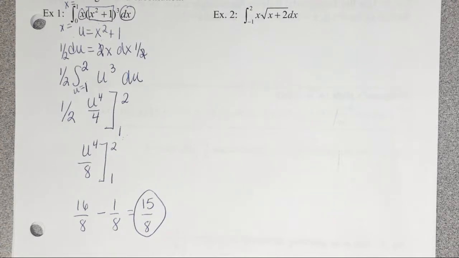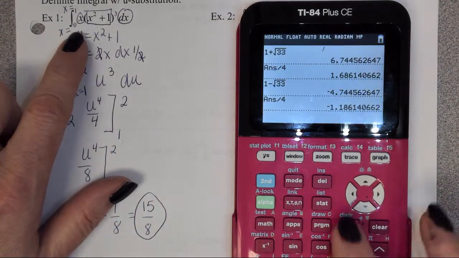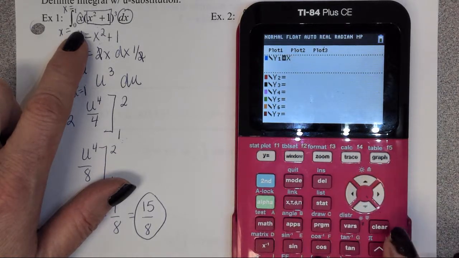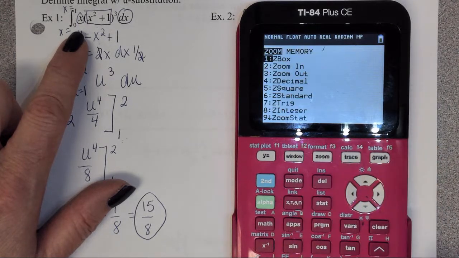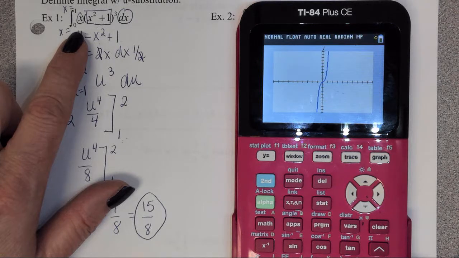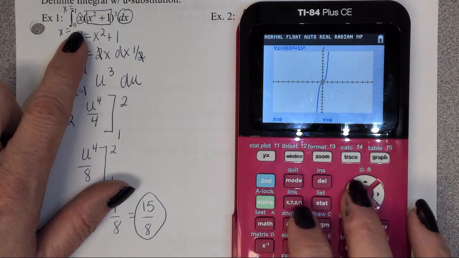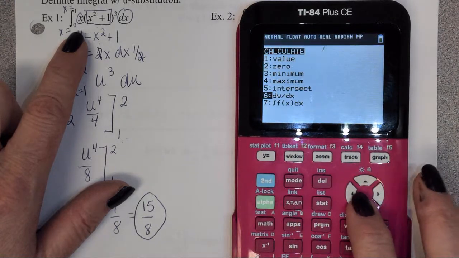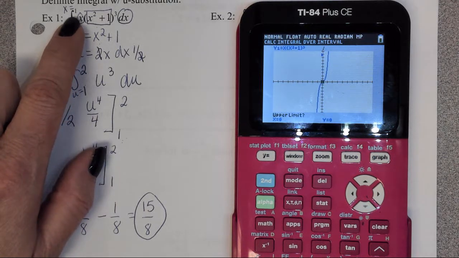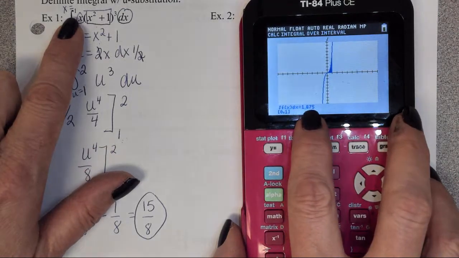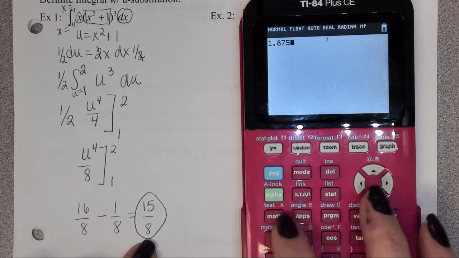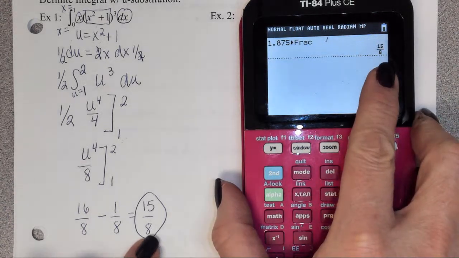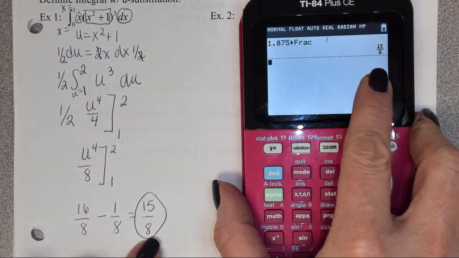Now, what a lot of people forgot to do on their quiz was check their answers. This is a definite integral, so I can check this. If I go back to y equals and put in x times (x squared plus 1) cubed, my original problem, I do a zoom 6. I want to know what the area is now. So I go second calculate, down to number 7. My lower limit is 0, my upper limit is 1, and it tells me the area is 1.875. Well, what do you think 1.875 is? If I change it into a fraction, it's 15 over 8. Right? We can check these things. If you have time, you should.